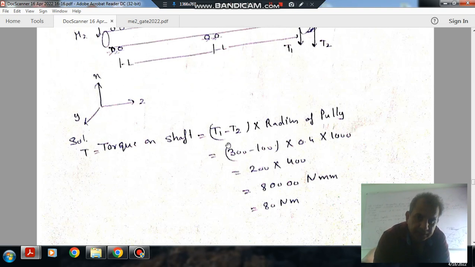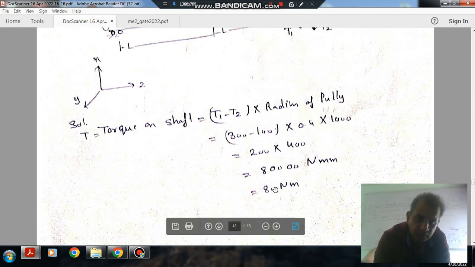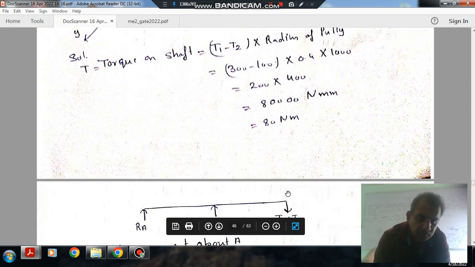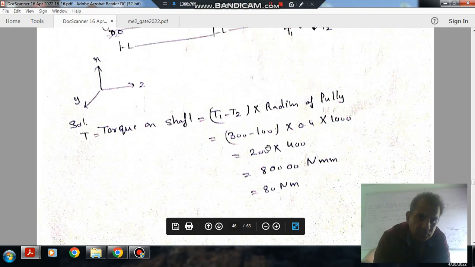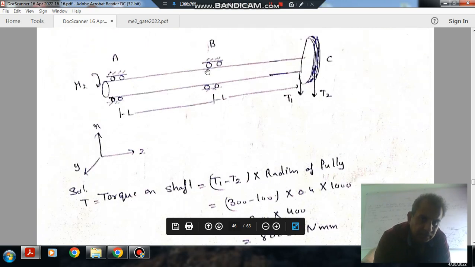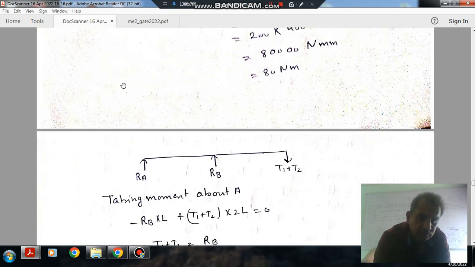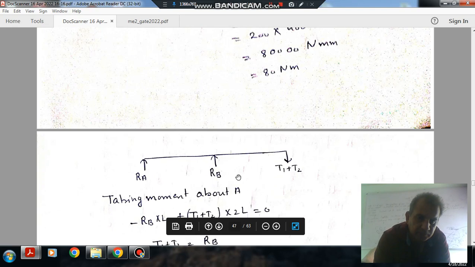T1 is 300, T2 is 100, and the radius of the pulley is 0.4 meter or 0.4 into 1000 mm, so it comes out as 80,000 Newton mm or 80 Newton meter. So the torque on the shaft is 80 Newton meter. We can see that at point B and at point A there are supports, so reactions will be there. So this reaction is RA and RB.